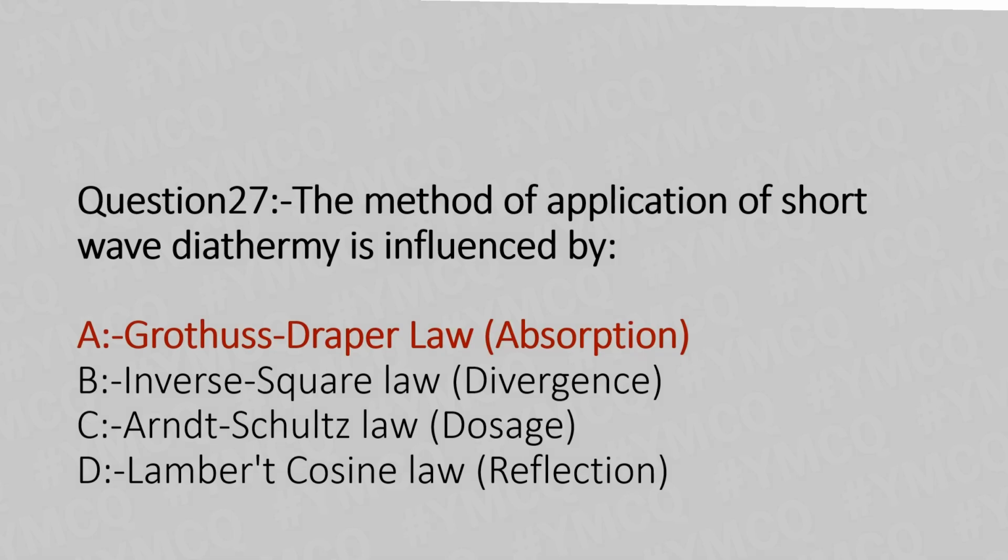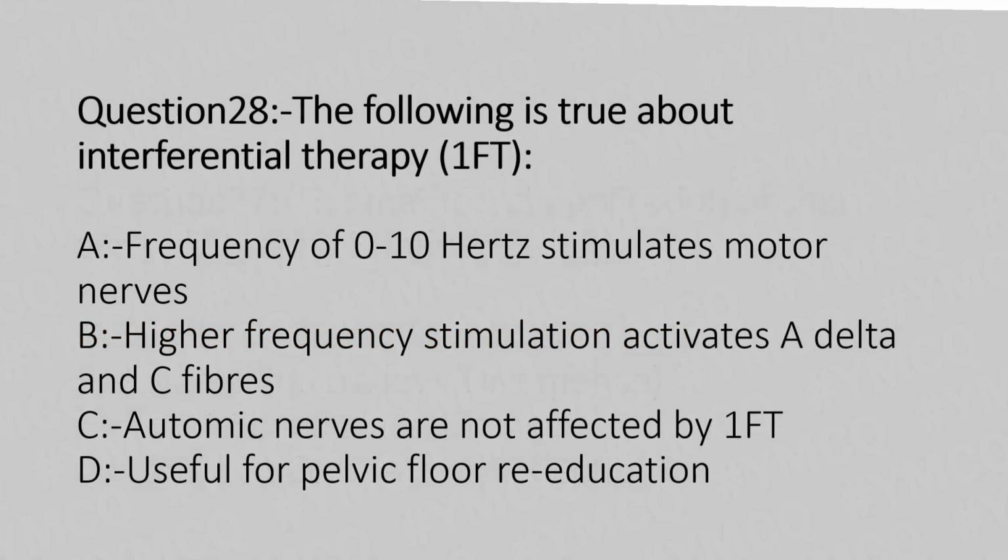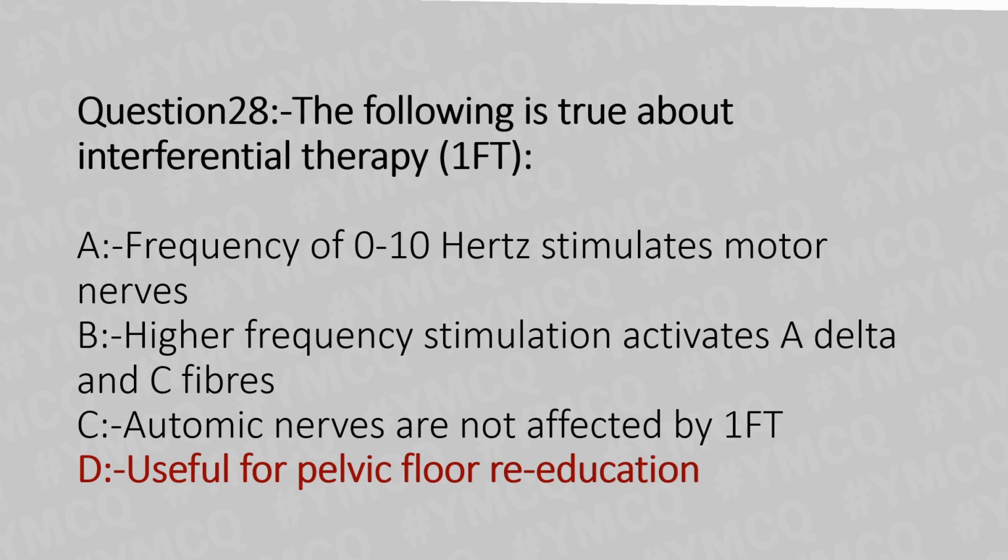Now let's move to question number 28. The following is true about interferential therapy (IFT). Option A, frequency of 0 to 10 Hz stimulates the motor nerve. Option B, higher frequency stimulation activates A delta and C fibers. Option C, autonomic nerves are not affected by IFT. Option D, useful for pelvic floor re-education. And the answer is option D, useful for pelvic floor re-education.